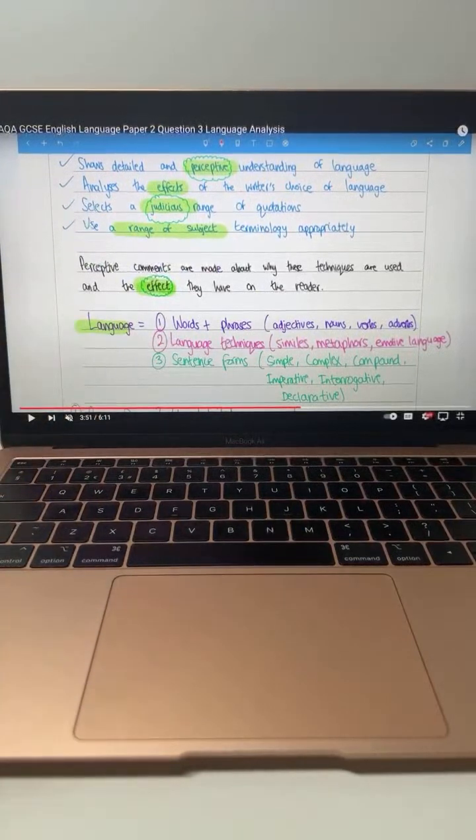Who knows what an imperative sentence is? If you know what an imperative sentence is, do let me know in the comment section below. What is an imperative sentence?